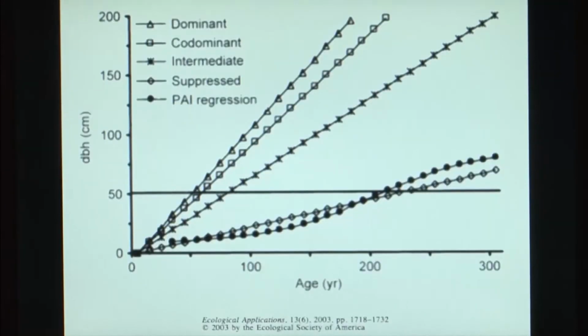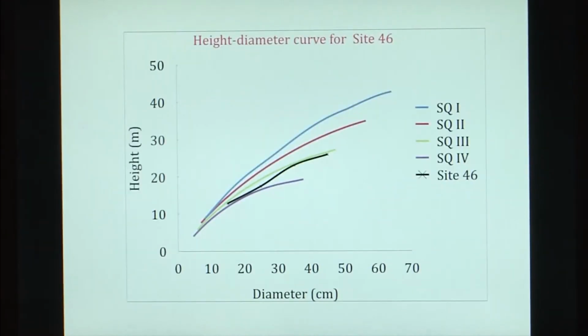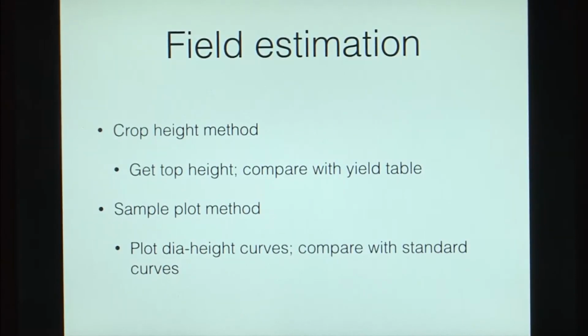So, we saw how these factors can affect the growth of trees, and how in a standard way we use diameter and height curves to find out the site quality. So, in the case of site quality, we can use crop height method. In the case of crop height method, we get the top height and compare it with the yield table. And in the case of sample plot method, we plot diameter versus height curves and compare them with standard curves.